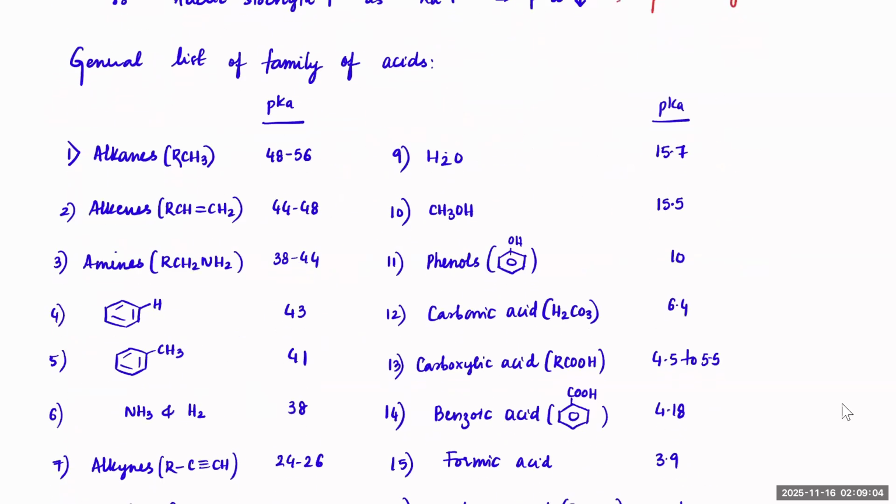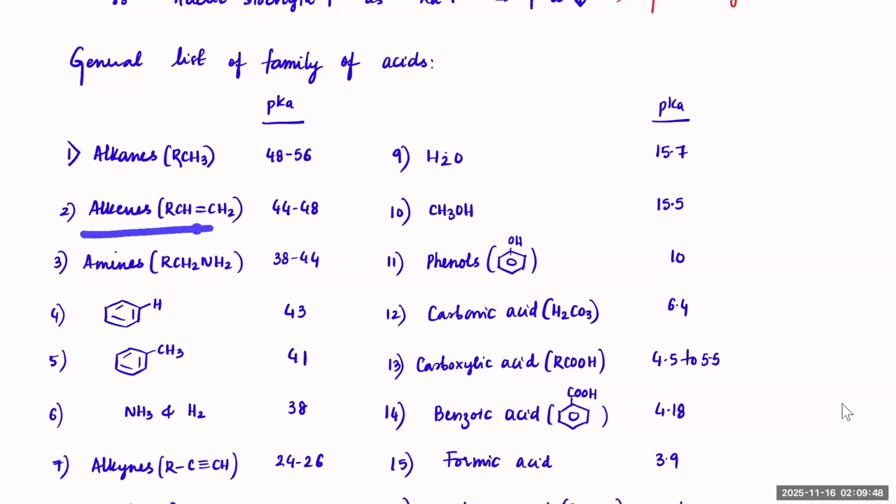Now notice the list of different families of compounds and their range of pKa values. For example, most of the alkanes generally have their pKa value between 48 to 56, which suggests that such a high pKa value represents a very low H plus ion concentration. And if it is very low H plus ion concentration, that means its acidic strength is extremely weak. Thus, alkanes are such family of compounds which have least acidic nature.